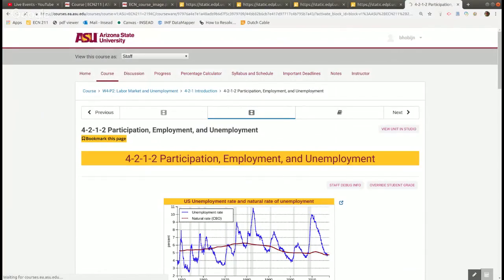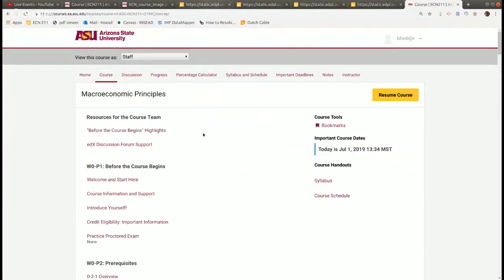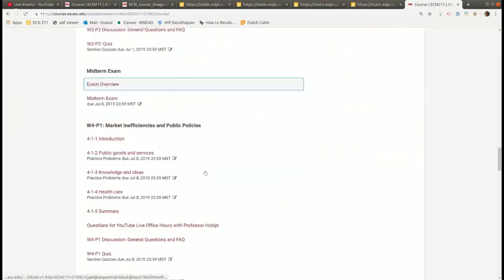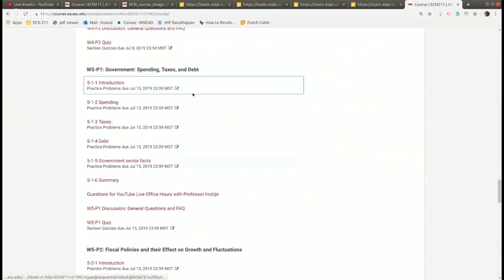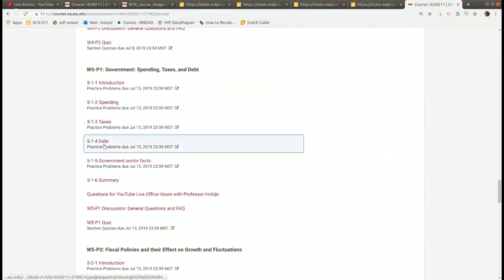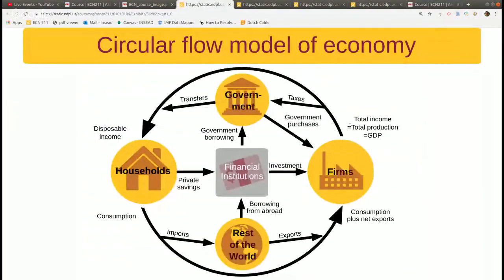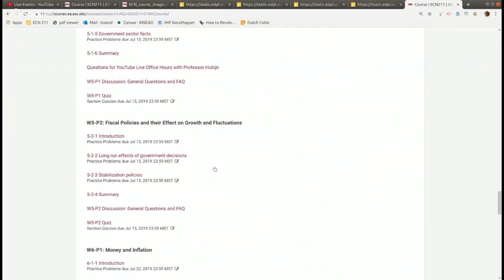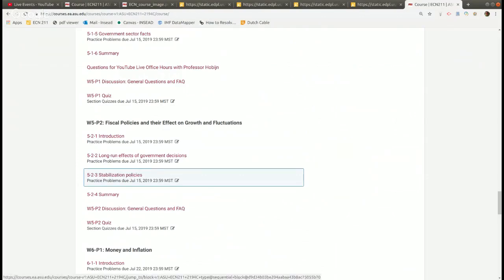Then in week 5 and week 6, we're going to look at the next component of the circular flow diagram. We're going to look at what the government does, how it spends, how it taxes, how it builds up debt. And really what we're going to look at is these arrows in the circular flow diagram that are all related to the government. We'll discuss what the role of government is to support both long-run growth in the economy and help prevent or alleviate business cycles in the economy.